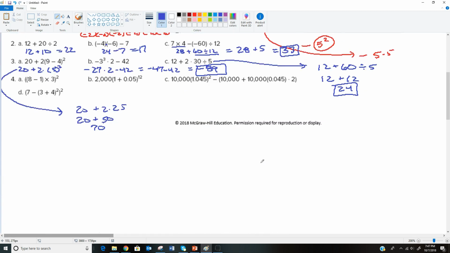Okay, I'm going to scooch down here a little bit so I have some room. For 4a, I've got 8 minus 1 as an innermost parentheses times 3 squared. So as we said before, we want to do the innermost parentheses first. So 8 minus 1 is 7 times 3 squared. Still working on the parentheses, so I'm going to do that next. So 7 times 3 is 21 squared. And 21 squared is 441.